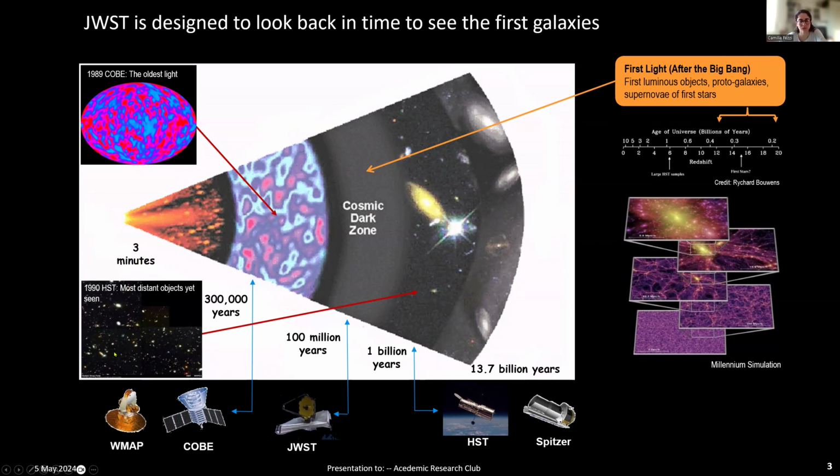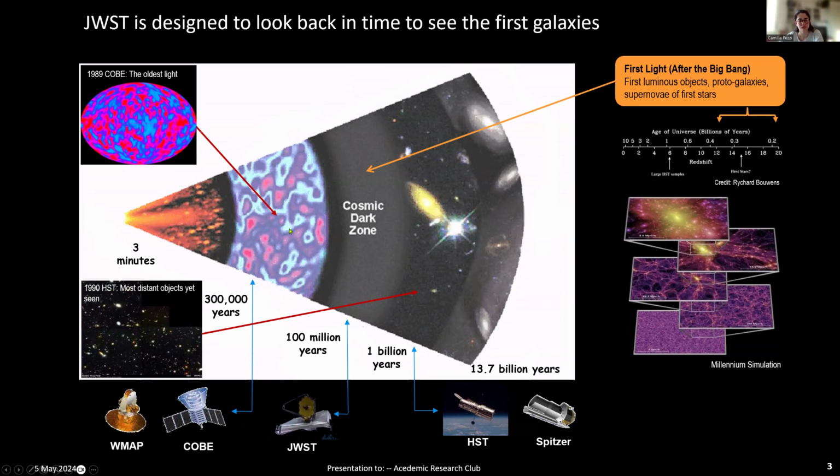Around the same time as this COBE satellite flew, the Hubble Space Telescope was launched, and it took its deepest image that it could take right after launch. So it looked as far back in time as it could, and it took this famous image known as the Hubble Deep Field, which shows us what the universe looked like about 1 billion years after the Big Bang.